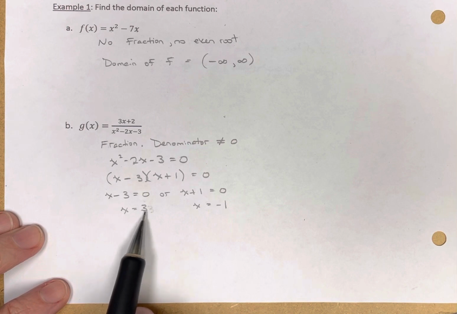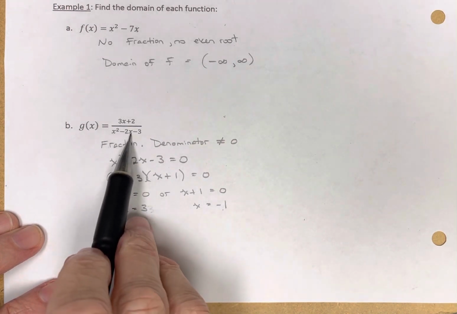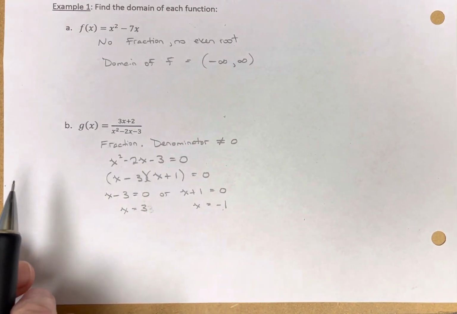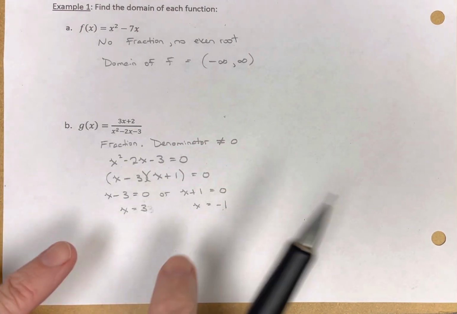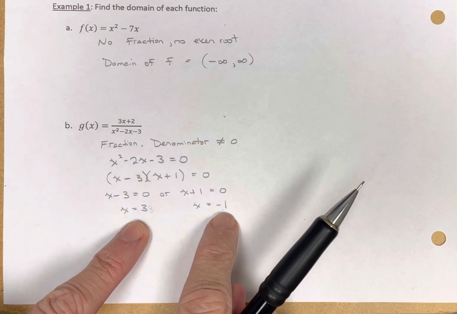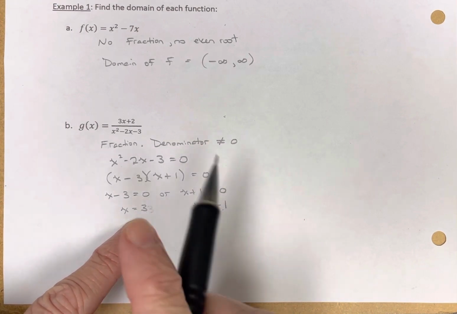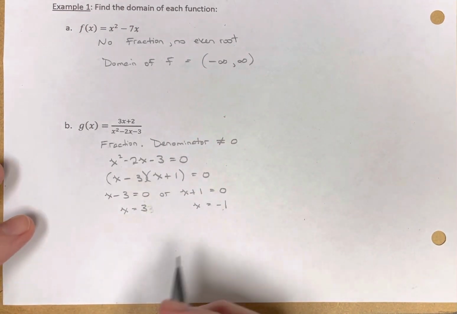And so when x is 3 and x is negative 1, that means this denominator is 0, and that's a no-no. No zeros in denominators. So these two numbers cannot be included in our domain. They're the only two, because those are the only two numbers that make this denominator 0.